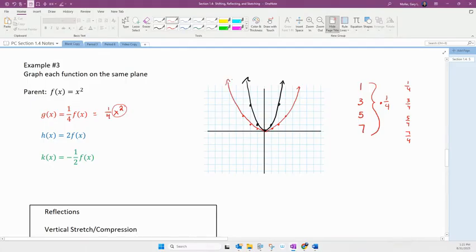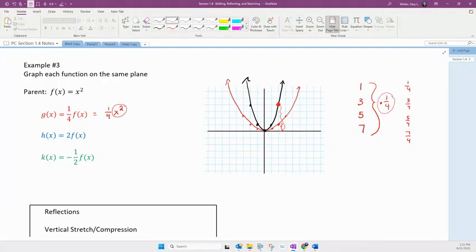Now, some people are going to say this thing is wider, and it is, but since we're talking about a scale change to the vertical, right, the 1/4 affects the vertical, I think it's a better way to talk about it, if you're going to be more precise, is that it's a fourth as tall, right? The output here used to be 4, right? At 2, we were at 4. Now we're at 1, which is a fourth as tall instead of it being wider.